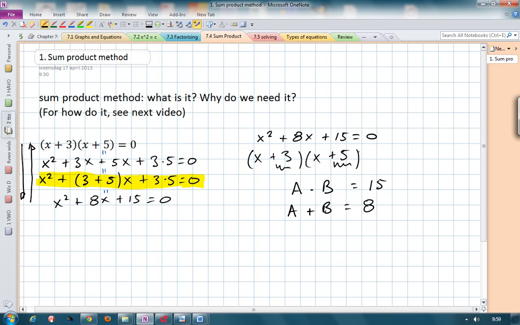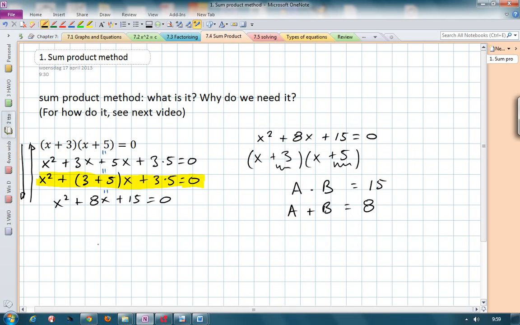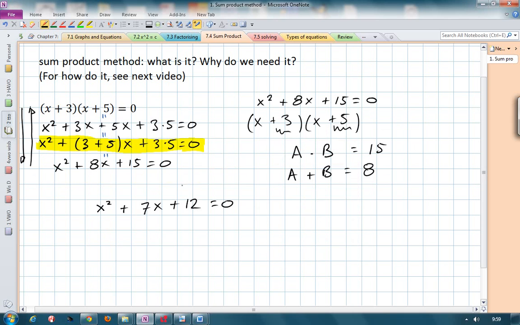Just another example of why this is useful. Consider the following. Let's say x squared plus 7x plus 12 equals 0. So what I want to do now is, again, factor this out. In other words, go backwards from here to there. Then use this a times b equals 0 method to say what x is. And pause the video there if you think that you can do this. Okay, you've tried. Let's see if you got it.